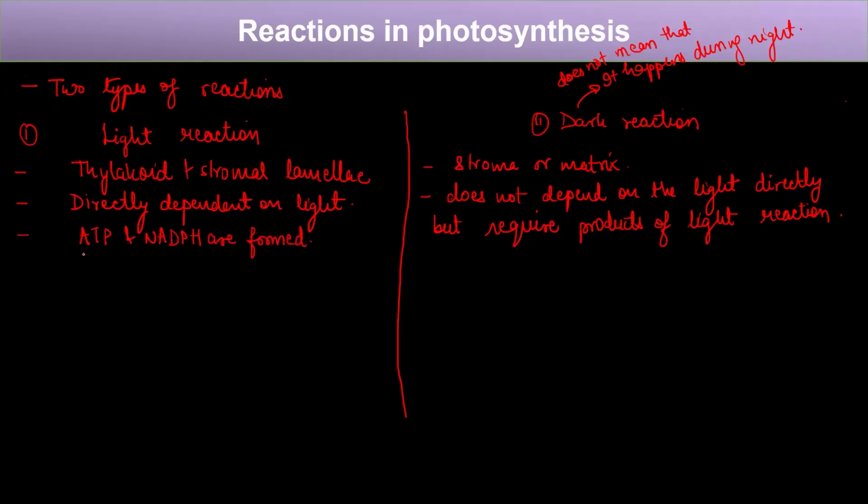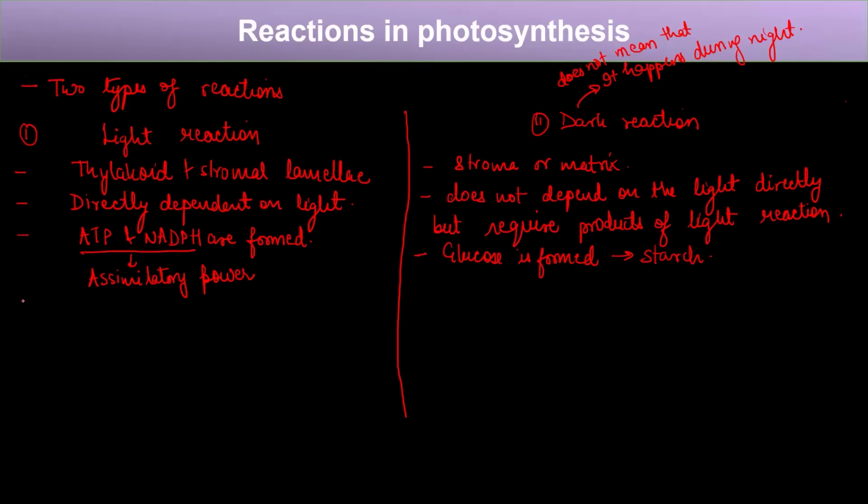These ATP and NADPH are known as assimilatory power. Now, what is formed during the dark reaction? During the dark reaction, glucose is formed. But we know that this glucose is not stored in its original form; it gets converted into starch.